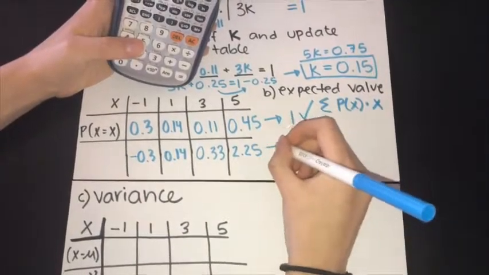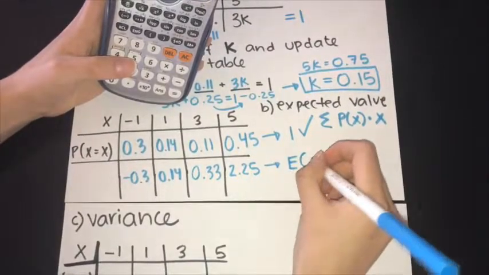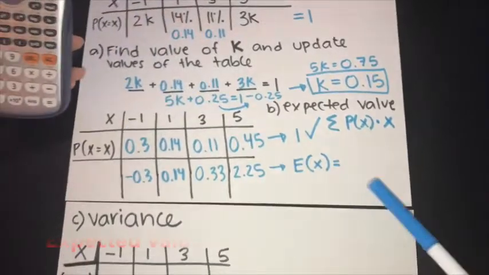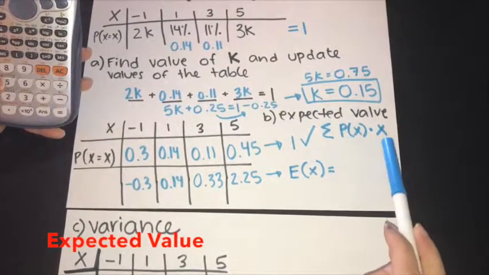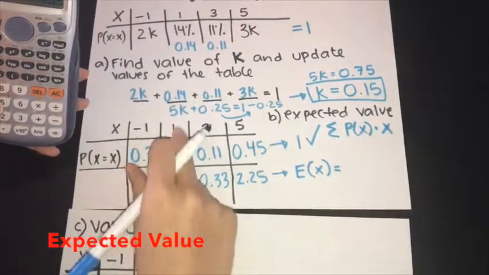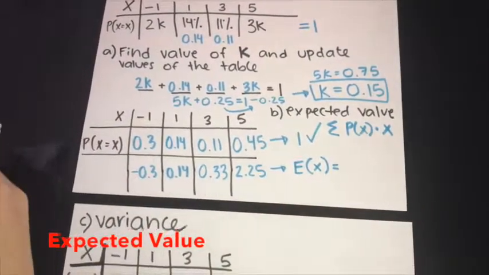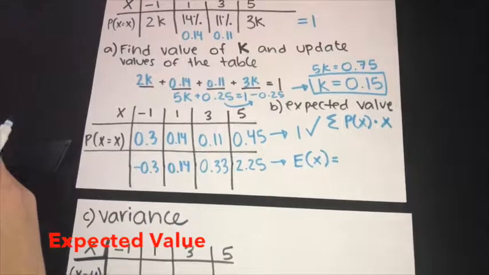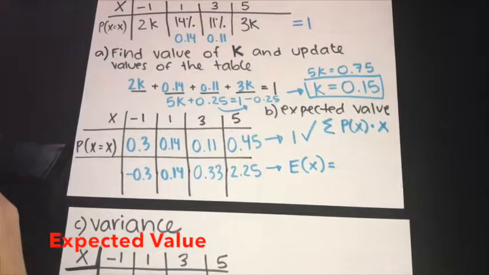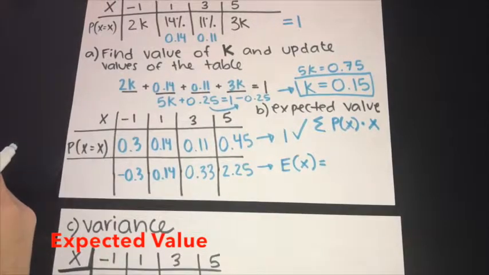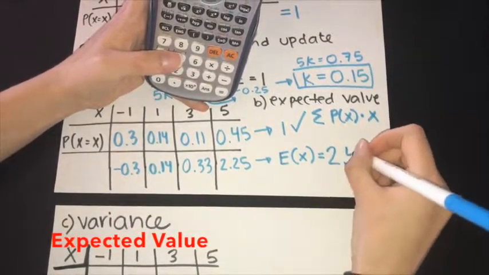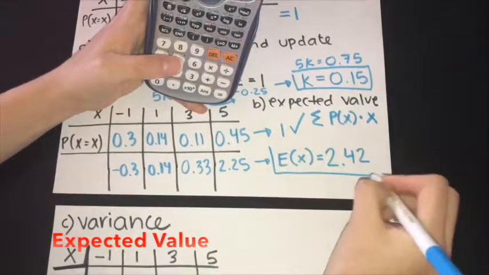So to find the expected value, as mentioned before, we will add the sum of the probability of x times x. We already did the multiplication, we will add all of these numbers. Negative 0.3 plus 0.14 plus 0.33 plus 2.25. That gives us 2.42. So that's our expected value.